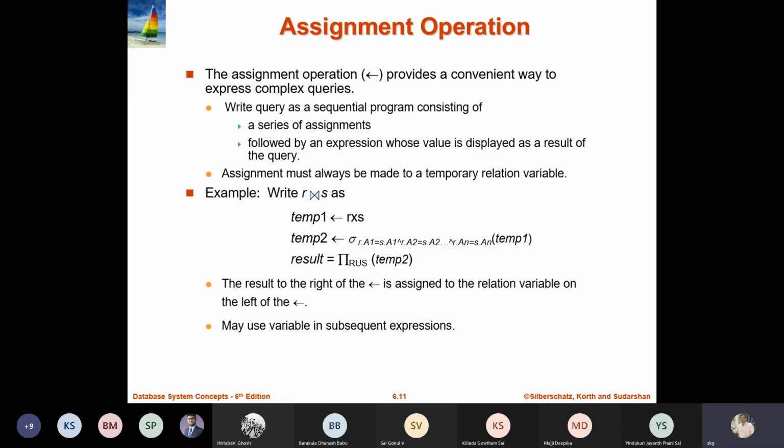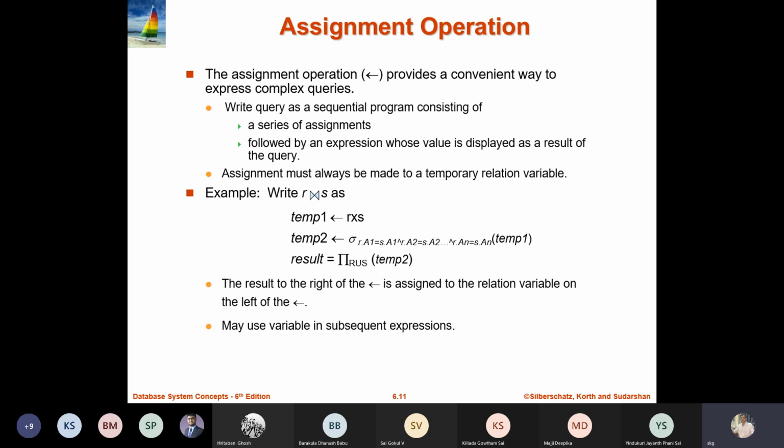Okay. So write R join S, will come to that natural join, as temp1 is R cross S, right? Temp2 as this selection: all those selection parameters, R.A1 equal to S.A1 and R.A2 equal to S.A2 and dot dot dot R.AN equal to S.AN on the temp1. Right. So what we say is that we can assign to a temporary relation and then work on that temporary relation.